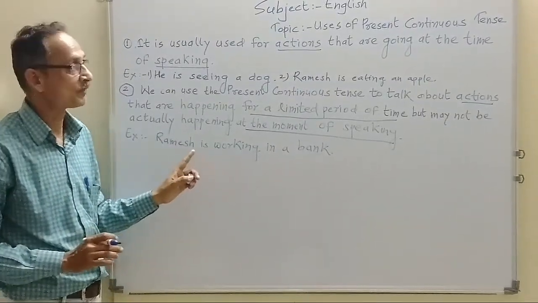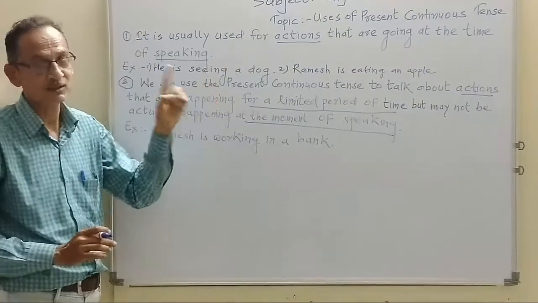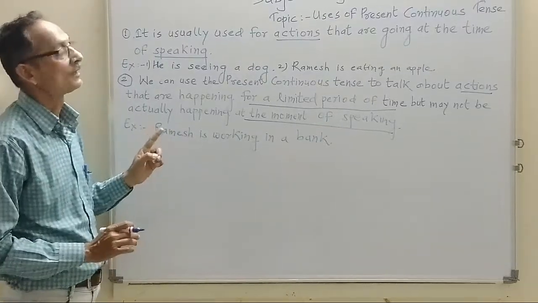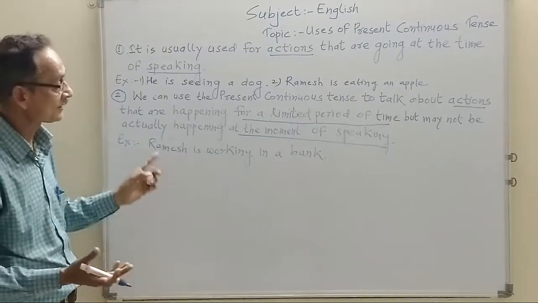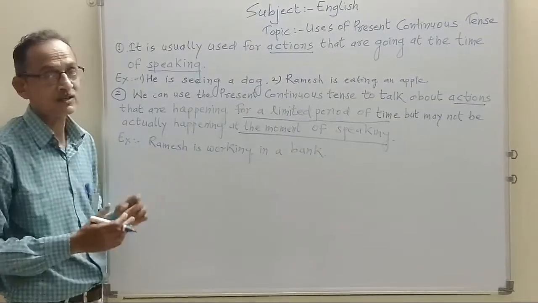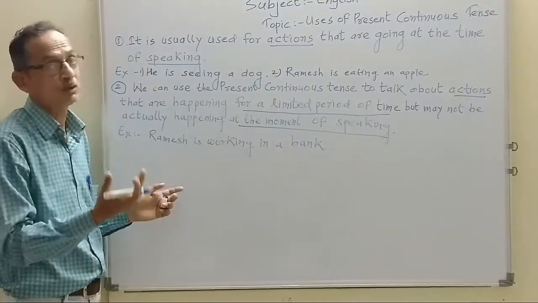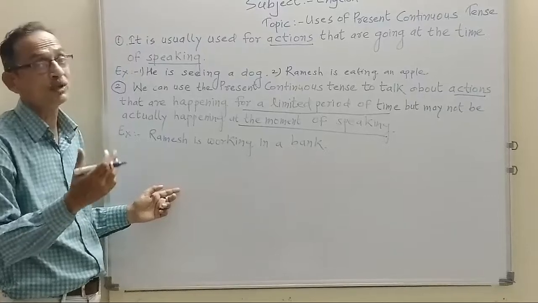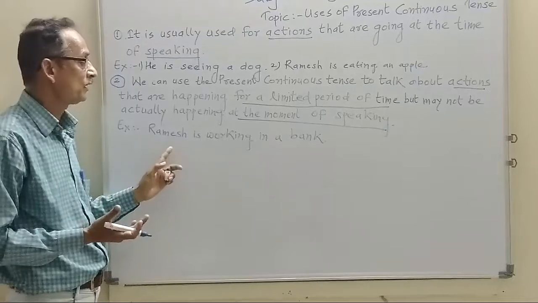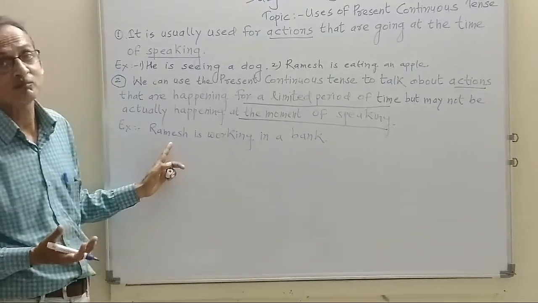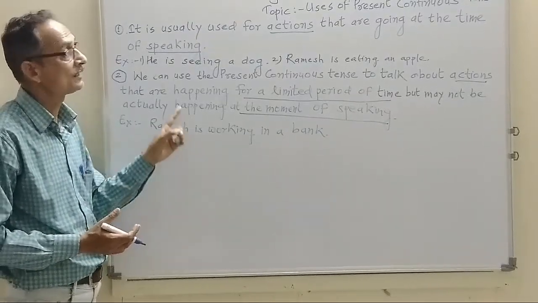In that way present continuous tense is used in two situations. The first situation is when the action is actually happening at the time of speaking, and the second use is if any action happened for a longer period of time, but at the moment of talking the action did not happen, at that moment we can also use present continuous tense. You can write so many examples on those two uses.